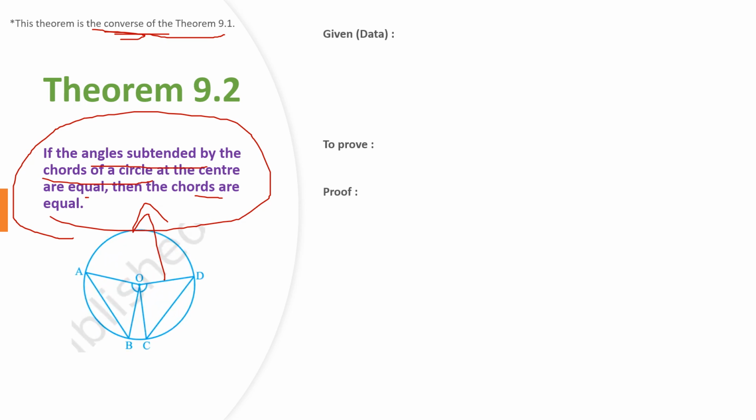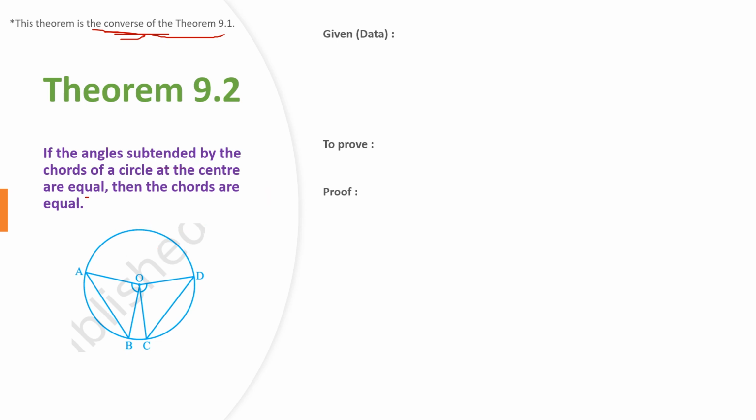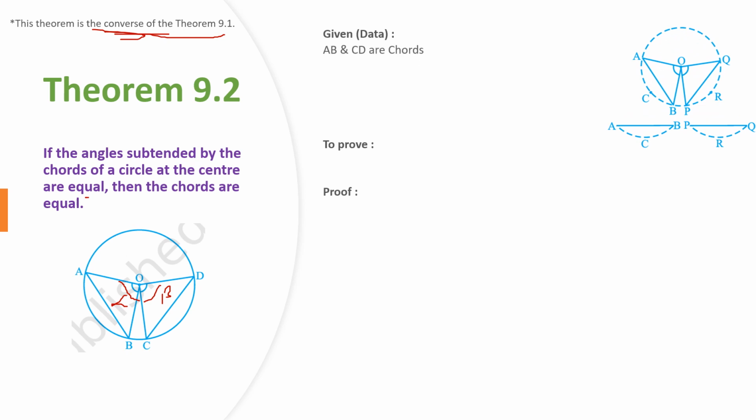First of all, we need to start with visualizing the theorem. What this theorem says is that the angles subtended by the chords AB and CD are equal. It means this angle, say alpha, and this angle, say beta, are equal. It means angle AOB is equal to angle COD is given. Let's take AB and CD as chords. We have drawn them, and we don't know the length of them. We just drew the two chords AB and CD.